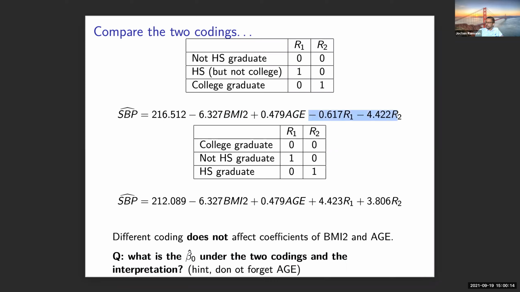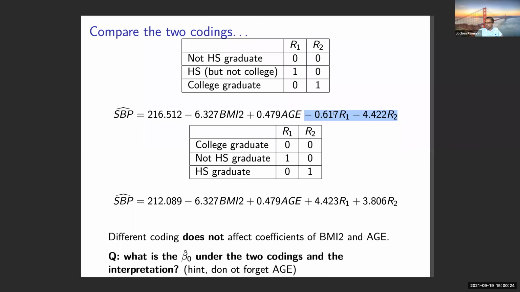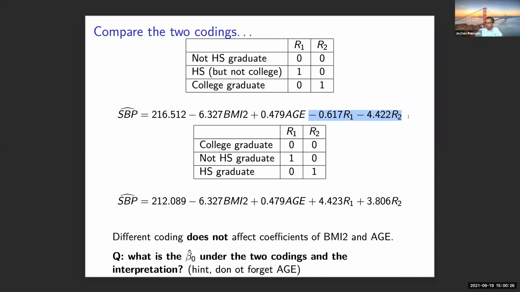And then we have these here, where the reference group is the not high school students, right? So if you are a high school student, it lowers it. If you are a college student, it lowers it. So essentially, the interpretation of the 216 is this is for high BMI students at a constant age with no high school degree. Okay.